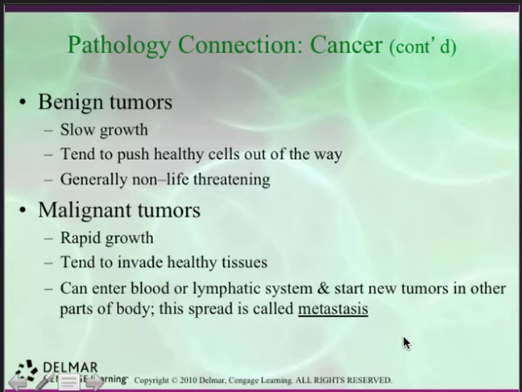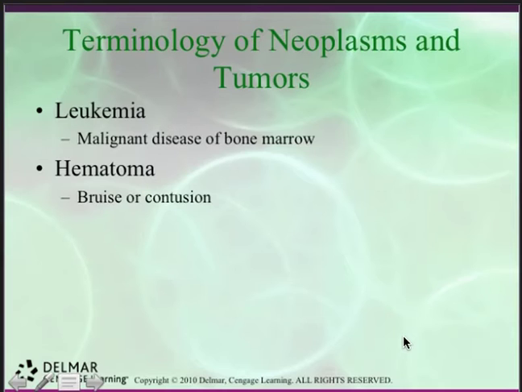Let's take a look at some specific types of cancers. Leukemia is a malignancy of the bone marrow, and what happens in leukemia is we make large numbers of abnormal white blood cells, or leukocytes. Leuko means white. And what happens with these large numbers of leukocytes is that they're not capable of doing their normal job in the body, which is to fight disease. And as a result, they flood the lymphatic tissues and the circulatory system, and they keep the mature lymphocytes, the mature white blood cells, from effectively doing their job.